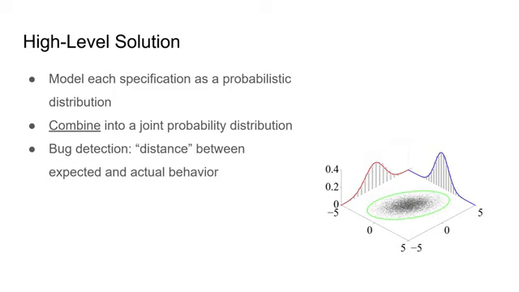Because this paper is in the vein of bug detection, the authors frame it as an anomaly detection problem. To do that, they define an expected behavior and an actual behavior, and in order to detect if there's a bug, they gauge the distance between them, which I'll address more later.